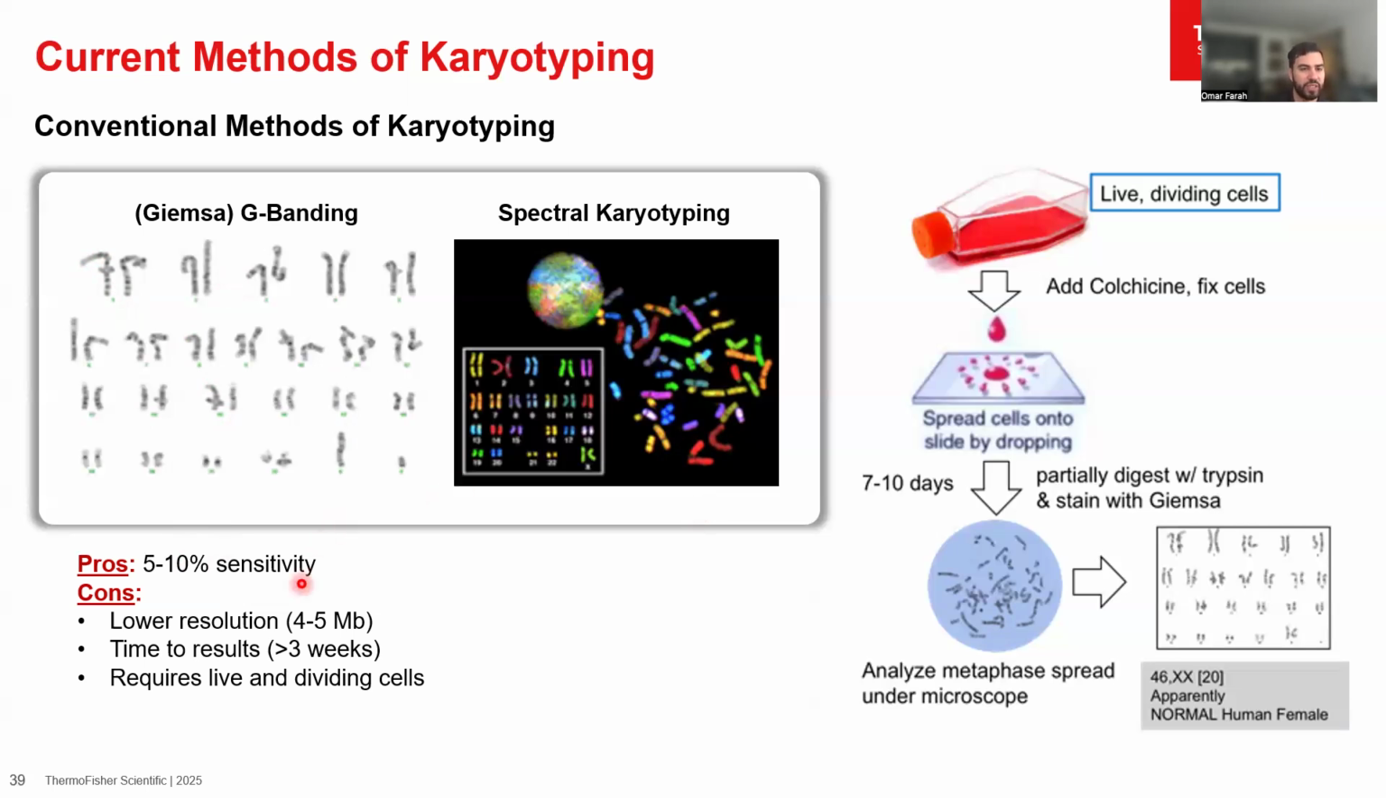But typically, the pros here in terms of using those methods is that they can be somewhat sensitive to different mosaicisms in the population of cells. So if you're looking at 100 cells and only 5 to 10 of them are mutant and have some sort of abnormality, you can detect that. But on the negative side, if you will, these types of characterization or karyotyping tools tend to have a lower resolution. They can take about 3 to 4 weeks before you get some data back, and they need a specialized person looking at that data to make that conclusion, right? And then it also does require live and dividing cells as well.